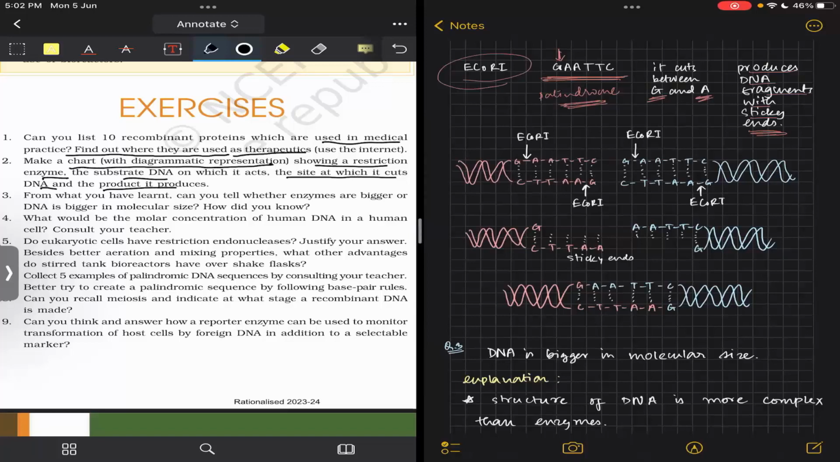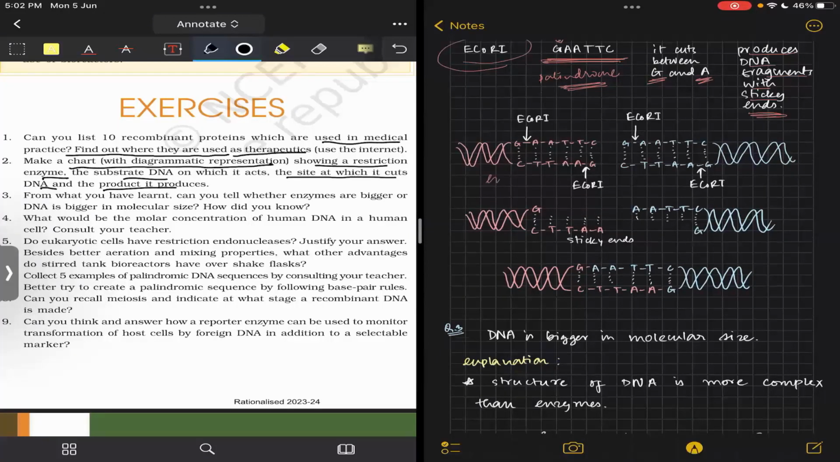As you can see, this is the host DNA, and this is the vector DNA. What happens is EcoR1 comes and cleaves the DNA between G and A, and after that we get sticky ends like this. These sticky ends come close to each other, form bonds, and are joined by the ligase enzyme. So that's how the process works.